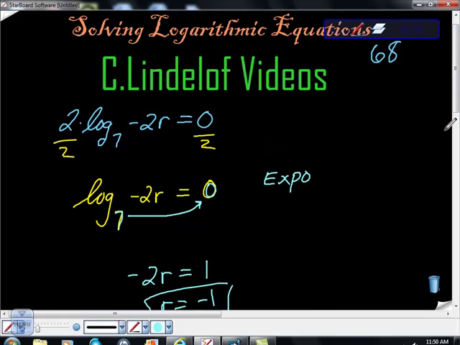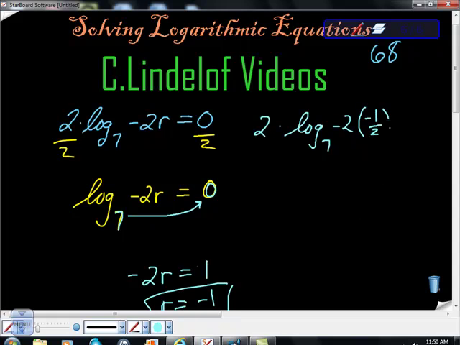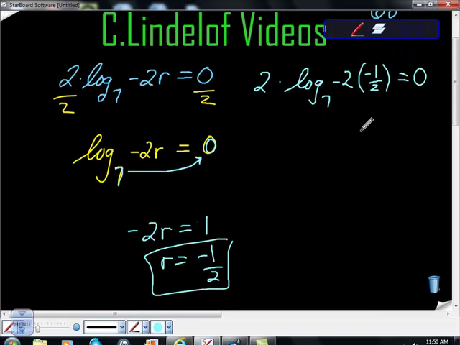And then I'm just going to go back and check this by plugging it in. I'm going to say 2 times log base 7, negative 2 times r, and r was equal to negative 1/2, equals 0. Let's take a look. So we have 2 times log base 7 of negative 2 times negative 1/2, which is positive 1. So now we have log base 7 of 1.